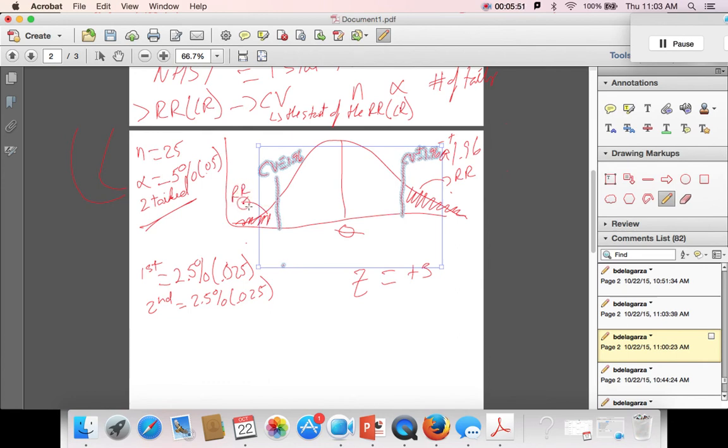Why do I have two? Because I selected to have two regions of rejection in our particular case. So again, the 1.96, this critical value, indicates the beginning of my region of rejection.